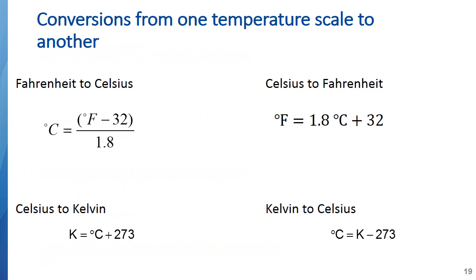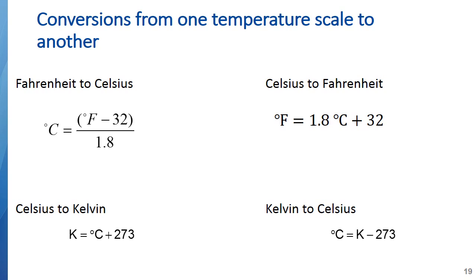So how can we convert between these? If you want to convert from Fahrenheit to Celsius, use this. First you have to take the Fahrenheit, subtract 32, and divide by 1.8. If we want to convert from Celsius to Fahrenheit, what we have to do is take the Celsius, multiply by 1.8, and then add 32. To get from Celsius to Kelvin, you just take the Celsius temperature and add 273. Because absolute 0 is actually negative 273 Celsius. And if you want to go from Kelvin to Celsius, you take the Kelvin and subtract 273.